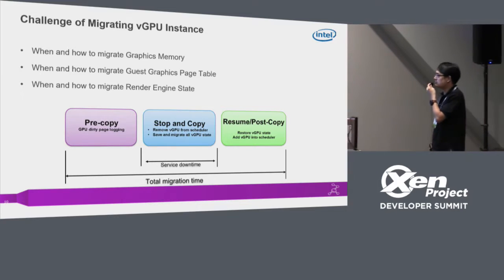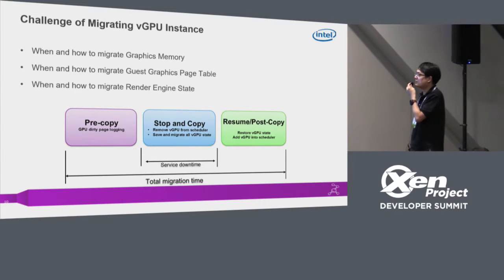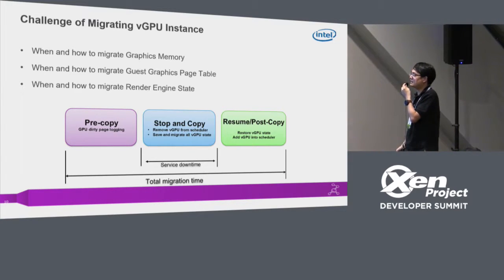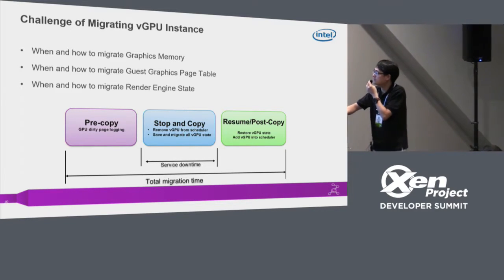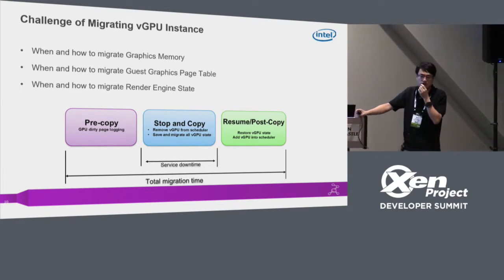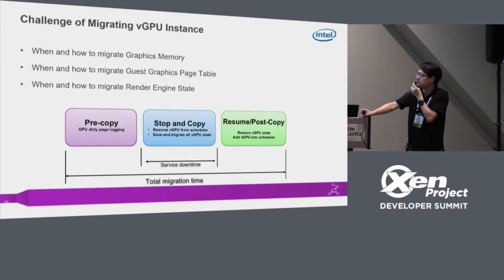And the last is the resume stage. For pre-copy, we do the same as how we migrate system memories. Here we will check the GPU dirty pages. Any GPU graphic memories referenced by the GPU hardware, we will mark as dirty, and then treat it like the system memories' dirty pages and migrate to the target site.